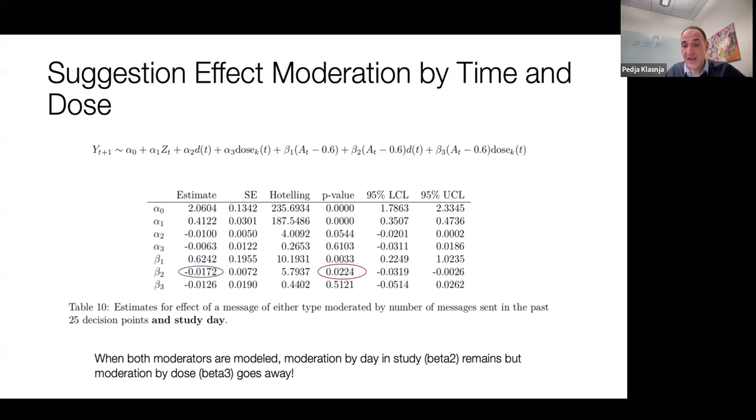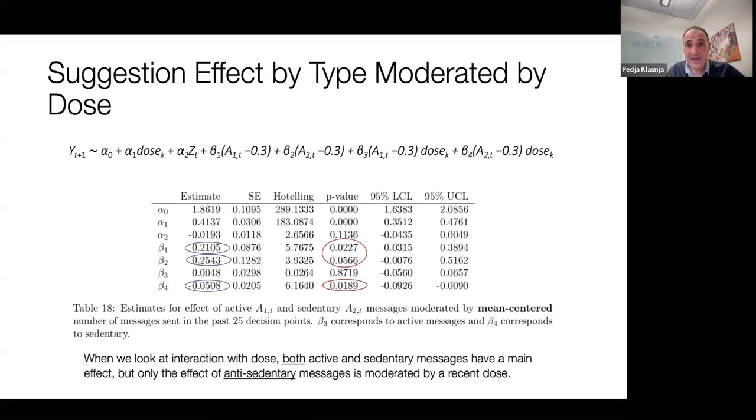So we started digging into this and breaking this down further. So the next model we did was we basically tried to break down by suggestion type and looking at the moderation by dose, right? And what we find here is that when we break down with walk-in suggestions and anti-sedentary suggestions, and we look at the moderation by dose, both of these types of suggestions end up having a main effect, but only the anti-sedentary suggestions are moderated by the recent dose. So the coefficient for moderation by dose for walk-in suggestions is not there. So that gets even weirder.